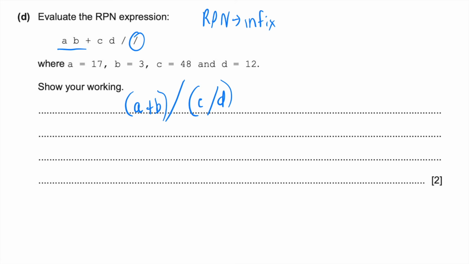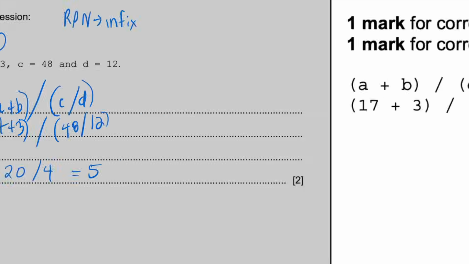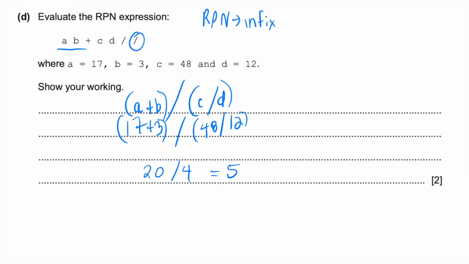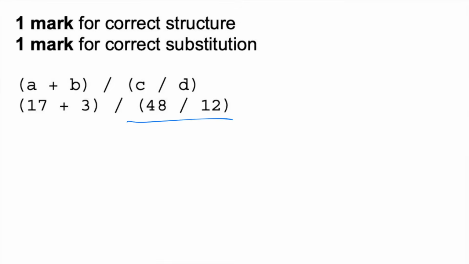Now that we've done that, we can substitute some values in. We can do 17 plus 3, and then divide by 48 divided by 12. So basically we end up with 20 divided by 4 equals 5. And yeah, that's pretty much it. I don't actually think we had to solve it, but I think we should probably solve it, whatever. This is actually what you were getting points for, and that was 2 points.